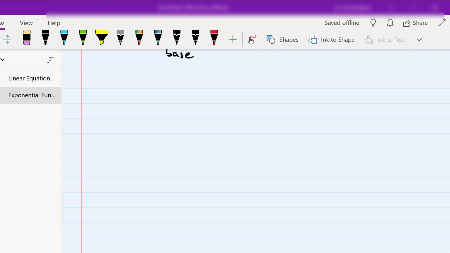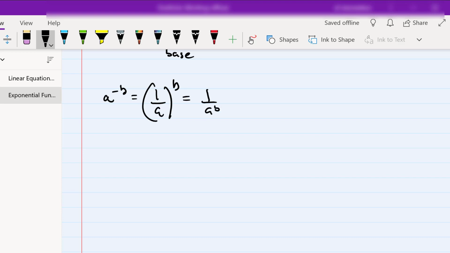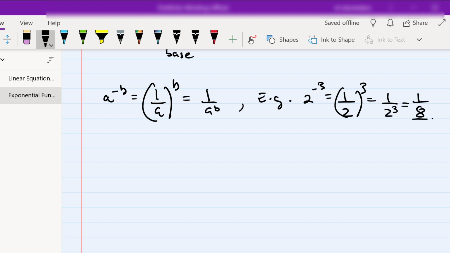An important property of exponents that we need to know is a to the minus b is 1 over a to the power of b. For example, if we have 2 to the power of minus 3, we can rewrite this as 1 over 2 cubed, or 1 over 2 to the power of 3, which is just 1 over 8.